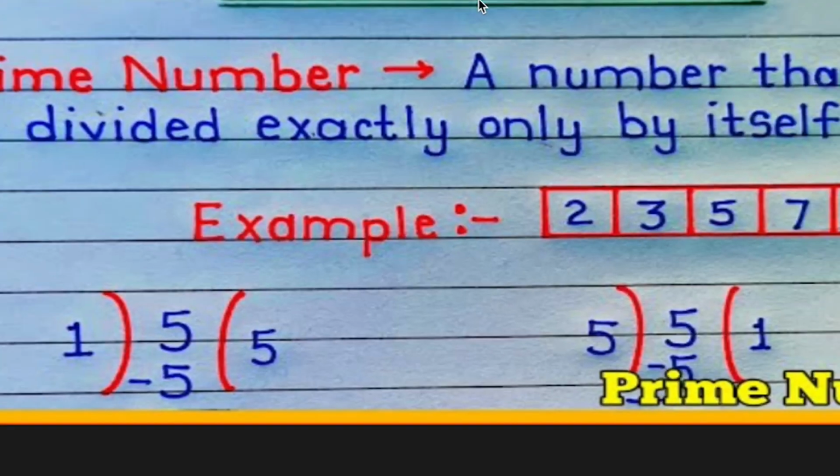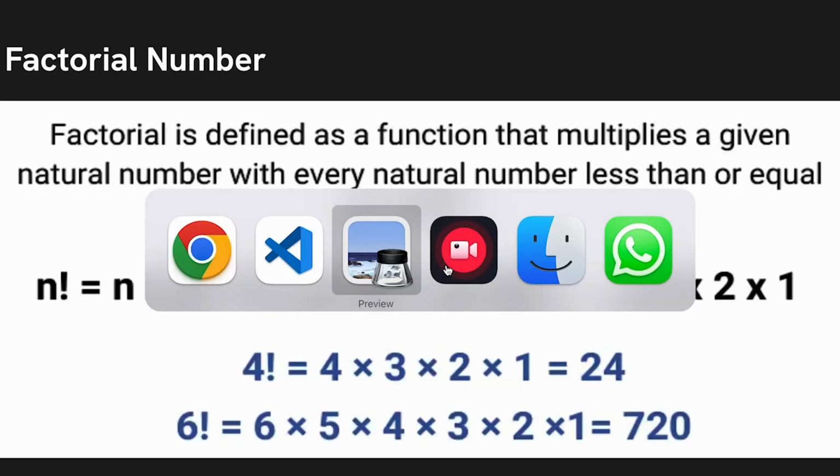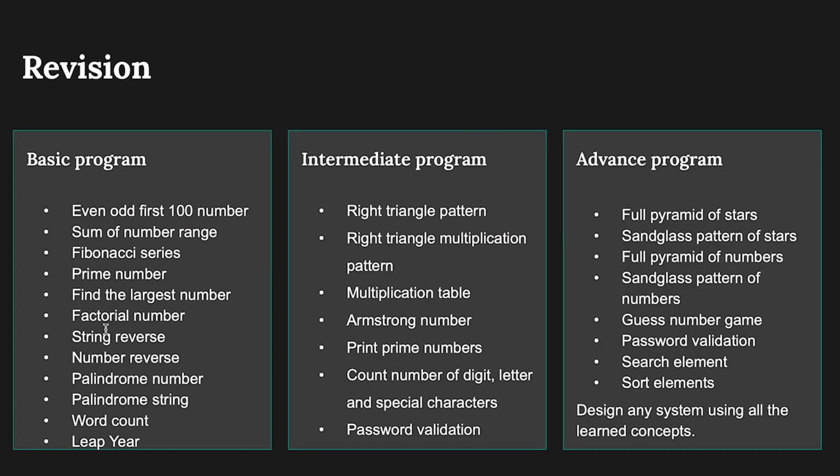Okay, let's understand the next program. So find the largest number. Okay, so if you want to find the largest number from a given list, then we can directly use a max function to identify the maximum element. And if you don't want to use any predefined function, then we can just implement a logic to identify the largest number. So next will be the factorial number.